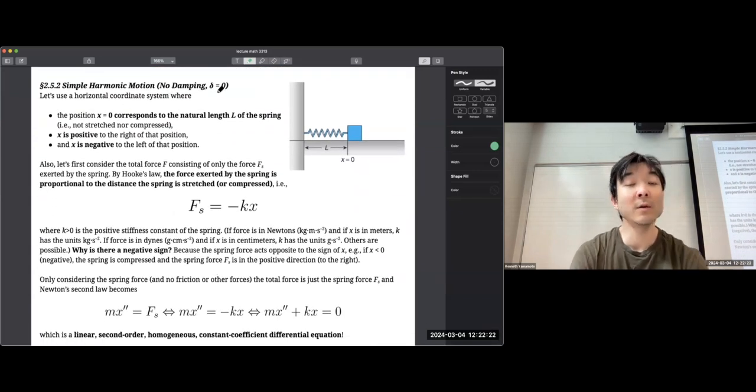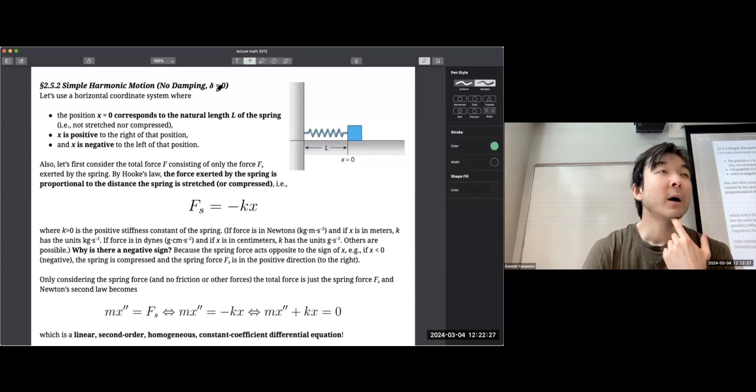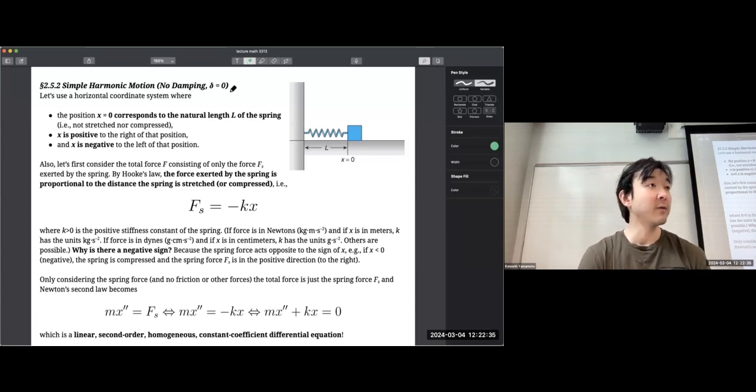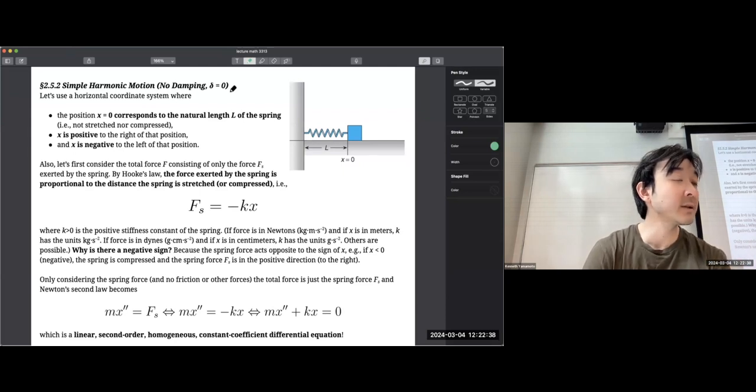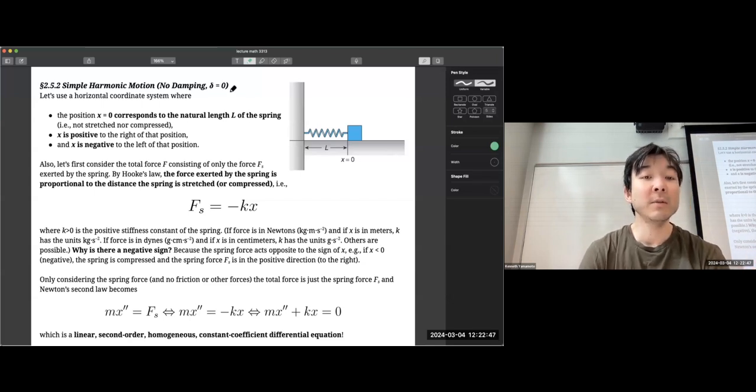This corresponds to no damping. There's going to be a delta term that we'll introduce later. And here it doesn't show up in the equations because we're assuming delta is equal to 0. And damping is any kind of resistive force. So friction is damping, air resistance is damping. When we cover electrical circuits, there are resistors in the circuit, and those resist the motion of electrons. Those are all damping. Damping is just something that damps the motion.